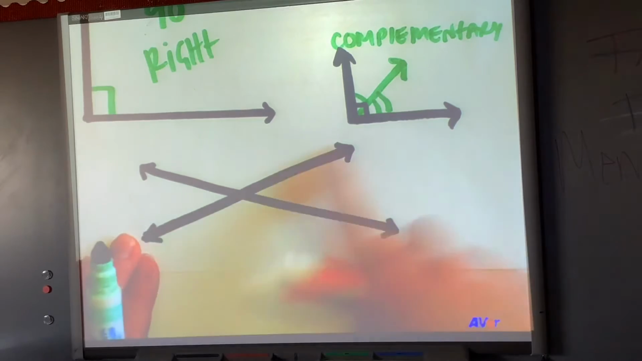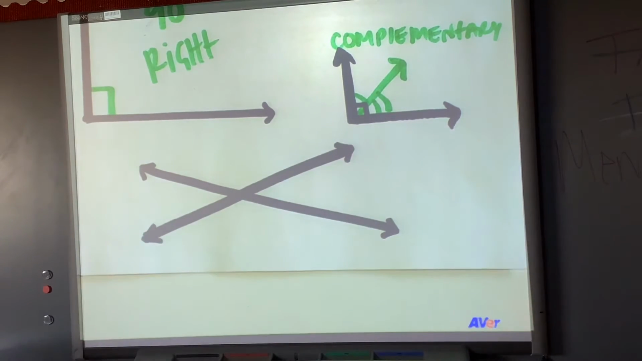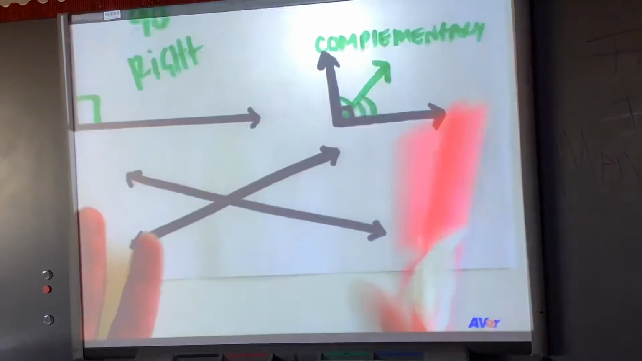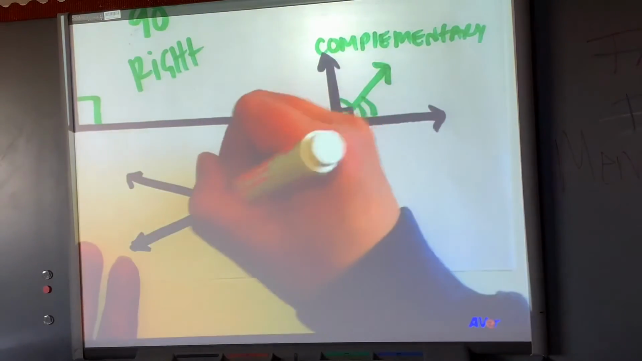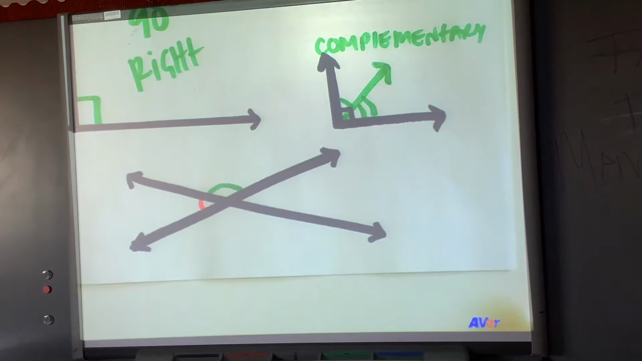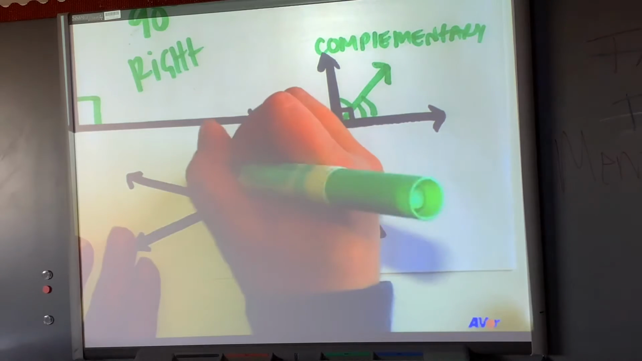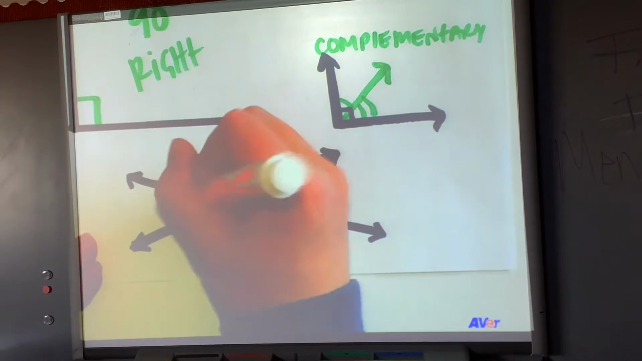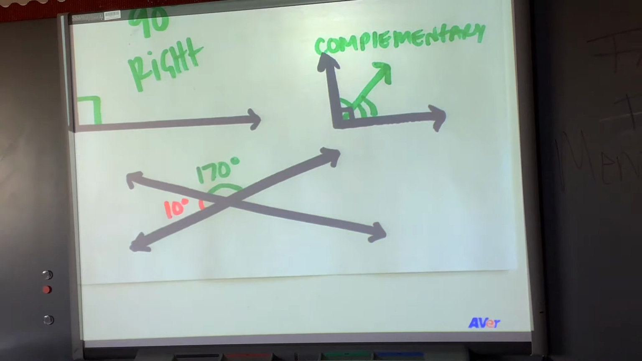These are 2 lines that intersect each other. So remember, lines are 180 degrees. Good to remember. So if I had this angle and this angle, these 2 will have to add up to 180 degrees. So I'm going to pick some numbers. How about 170 and 10? Those add up to 180 degrees. So these 2 angles are supplementary.